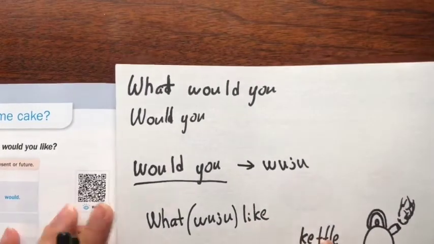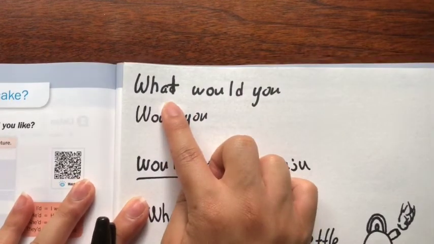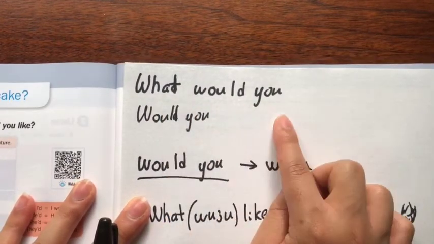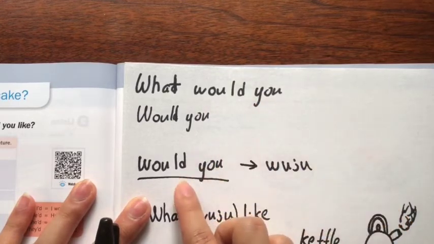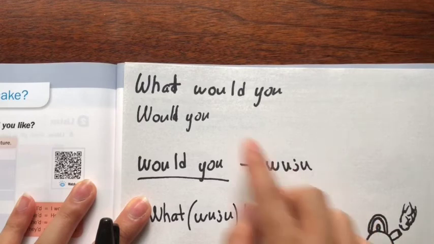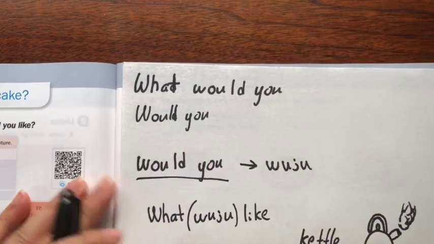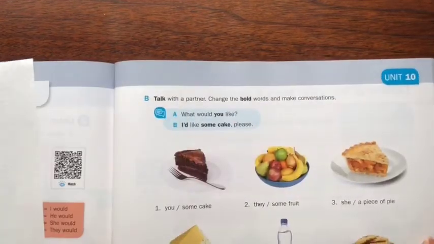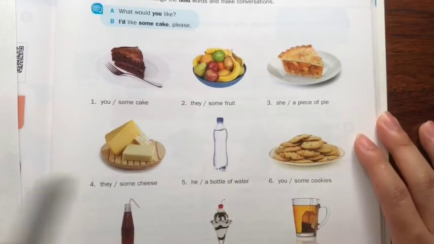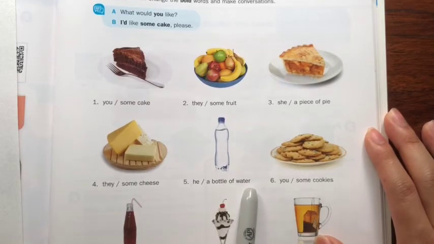And the other pronunciation lesson for today is the way Americans say, what would you? Would you, if we say it fast, it turns into would you. What would you like? Would you like some coffee? So, number 5, one more time. What would he like? He'd like a bottle of water.